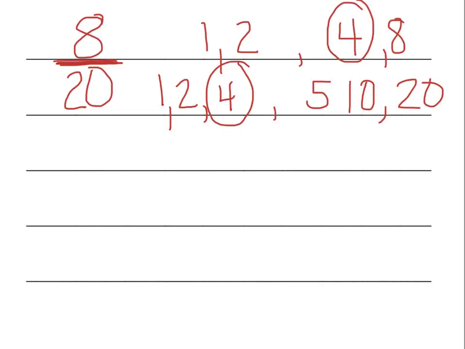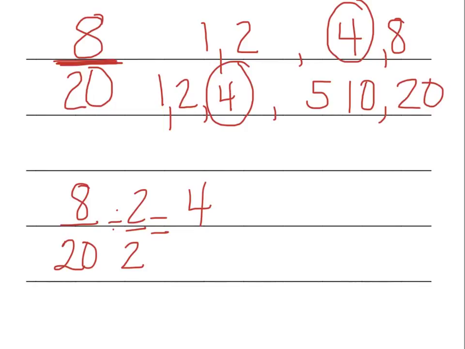Again, why would it not be 2? Well, because 2 is not the greatest common factor. Now, I want you to see that if we go 8 over 20 and we divide it by 2 over 2, which is a factor, we go 8 divided by 2 is 4, 20 divided by 2 is 10. I am not fully reduced.